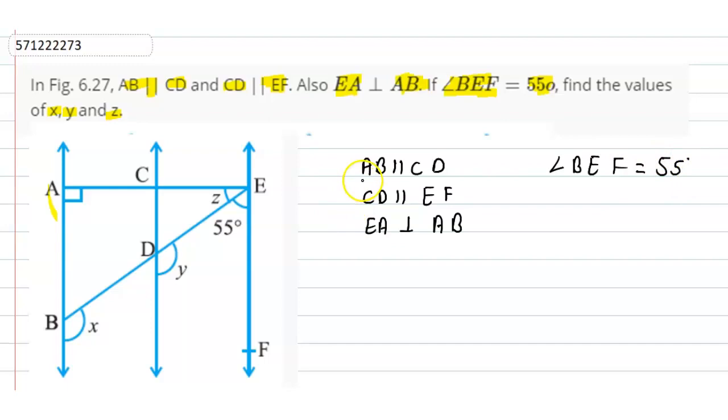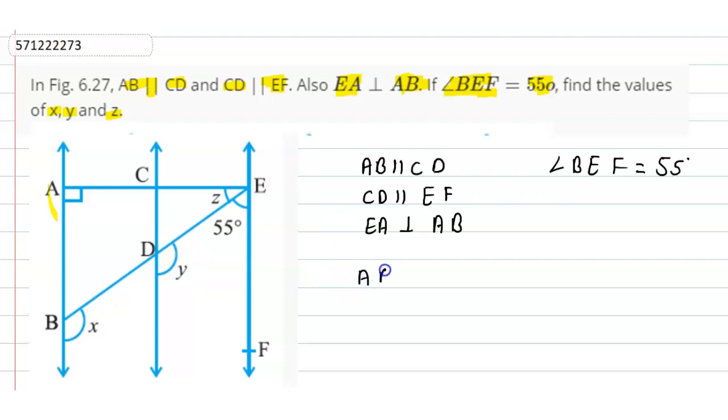So solve. It is given that AB is parallel to CD. This line is line AB and this line is CD. AB is parallel to CD and this line BE is a transversal line. So we can say from here that X is equal to Y.